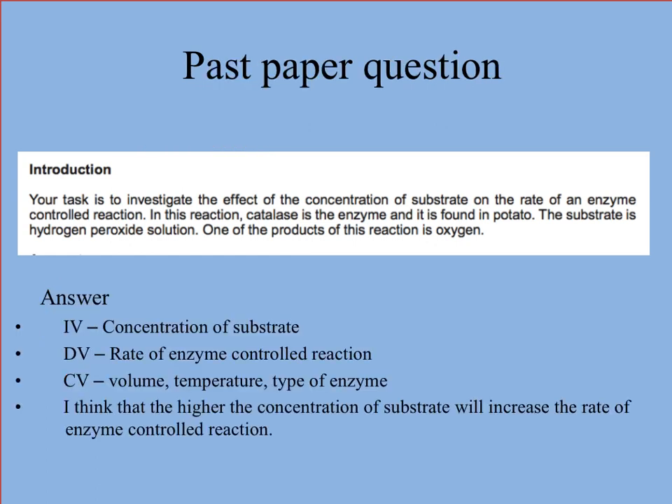So everyone should have had a go at this question now. So the IV was the concentration of the substrate. Don't worry what the substrate is, but the IV was the concentration. The DV was the rate at which the enzyme controlled reaction took place. And then things you had to keep the same: volume, temperature, type of enzyme. Okay, so I think the higher the concentration of substrate will increase the rate of enzyme controlled reaction, and then you just delete that. So it becomes the higher the concentration of substrate, the quicker the rate of reaction.